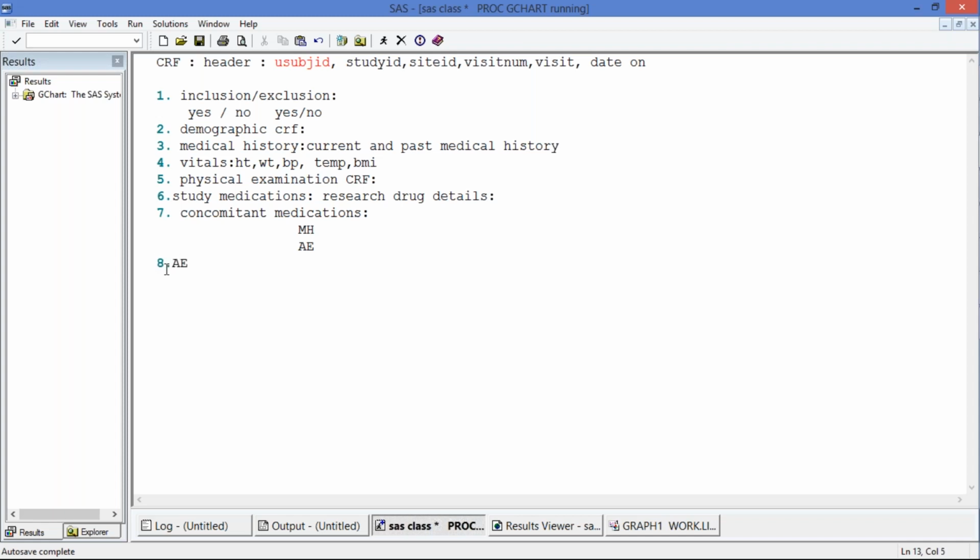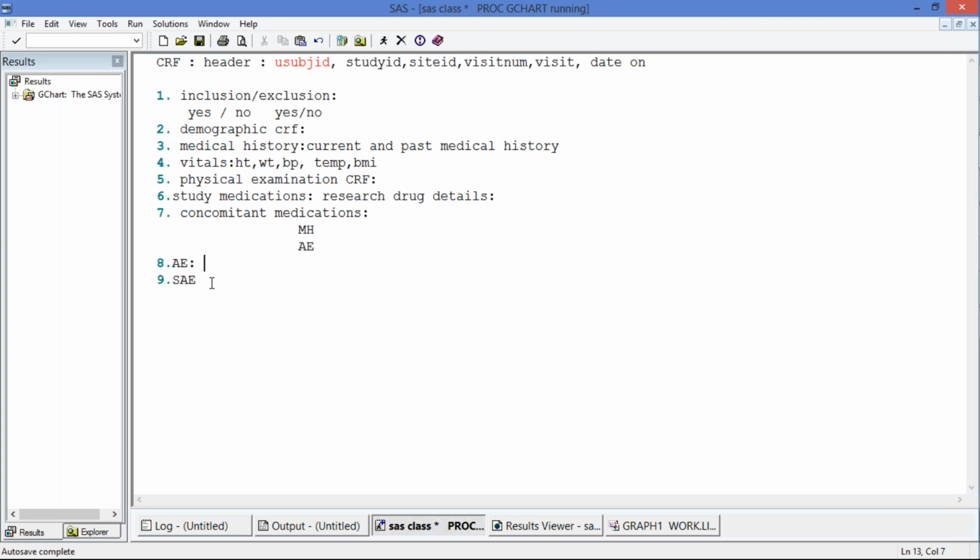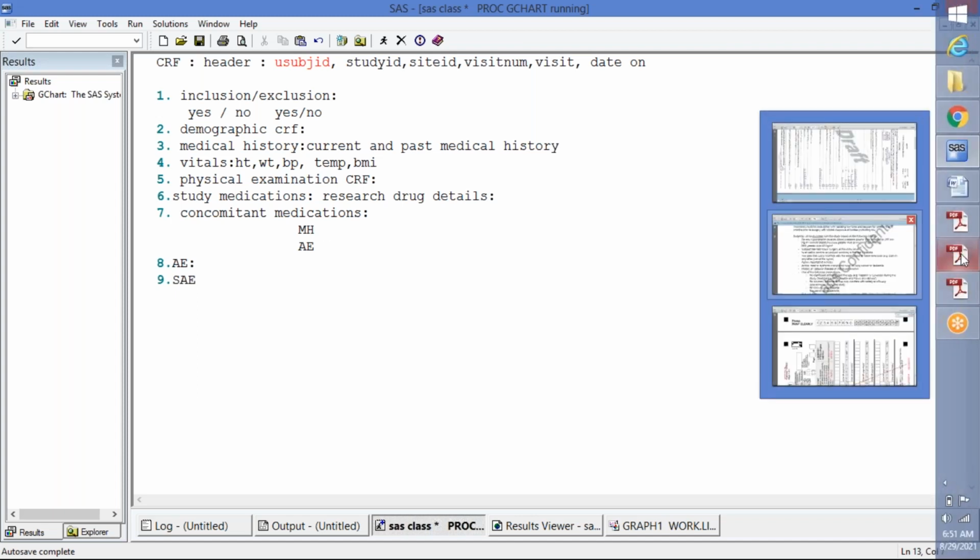Next, you have adverse events. You have serious adverse events. What are the adverse events? You know, unwanted, unintended, untoward medical occurrence. Okay, so what kind of data do we collect about adverse events?